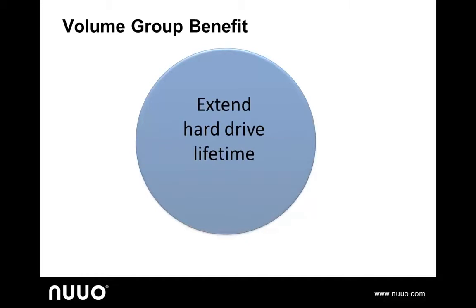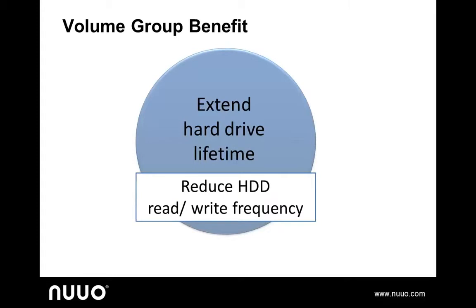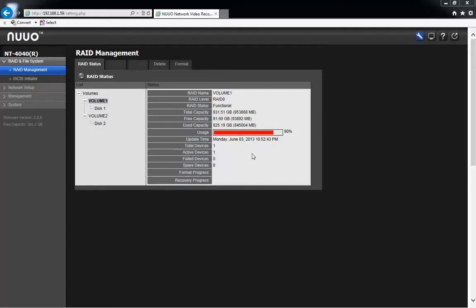The volume group mechanism can also reduce hard drive read-write frequency by distributing read-write loading across multiple volumes, rather than using the traditional approach of storing and querying data from all cameras on a single volume. This significantly reduces average read-write frequency for each hard drive. Now, let's see how to set up Volume Group.